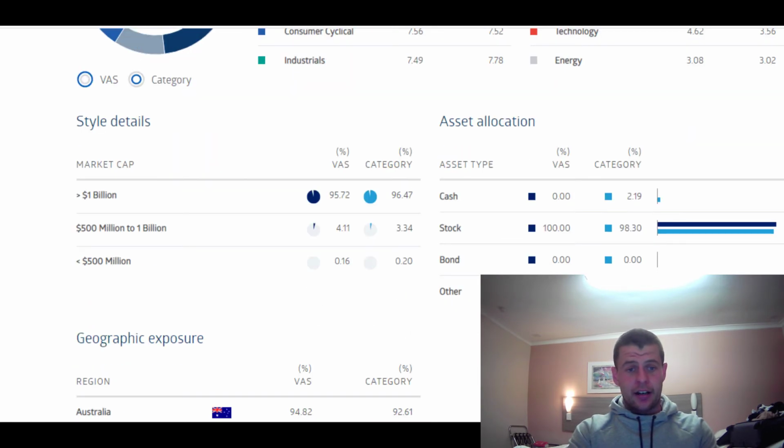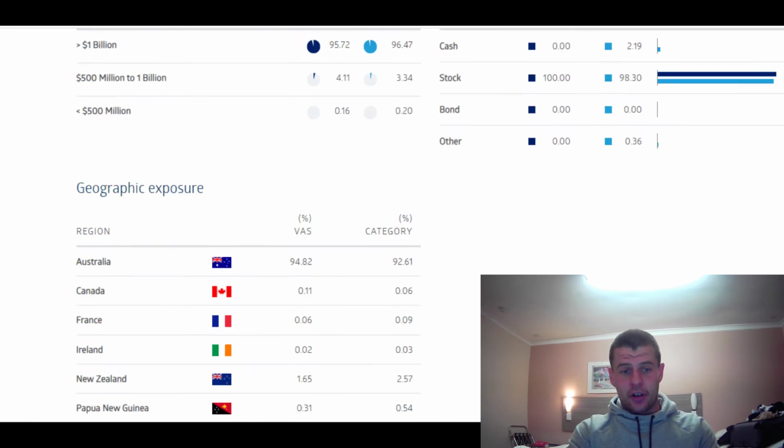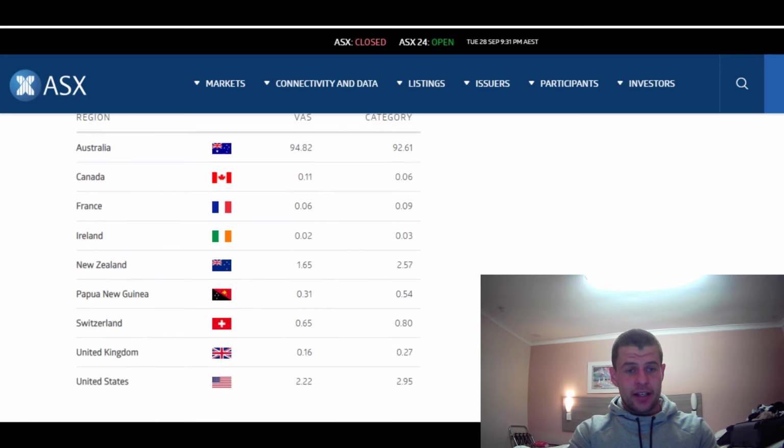Now, if we have a look at our holdings, so it's 100% in stock in VAS. It doesn't hold any cash, and you can see the market cap with VAS and the category is very close at 95.72 and 96 billion. So it's pretty cool. It shows you also the countries that have exposure within this fund. So you can see that the majority of the holdings are Australian companies. Now, there's obviously, through Australian companies, exposure to other markets, as there are a lot of companies in Australia that also do work outside of Australia. You know, if you're thinking about your BHPs and Afterpay and stuff like that, they've all expanded business into other countries.